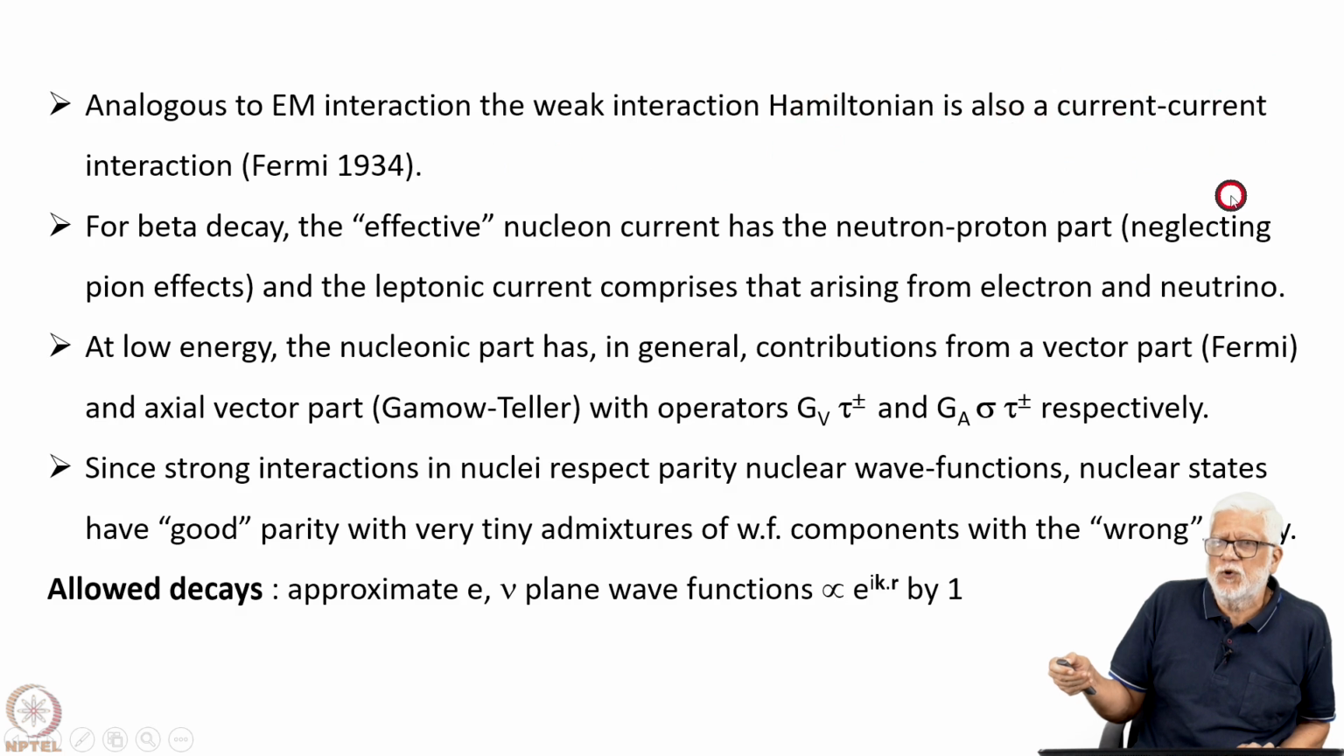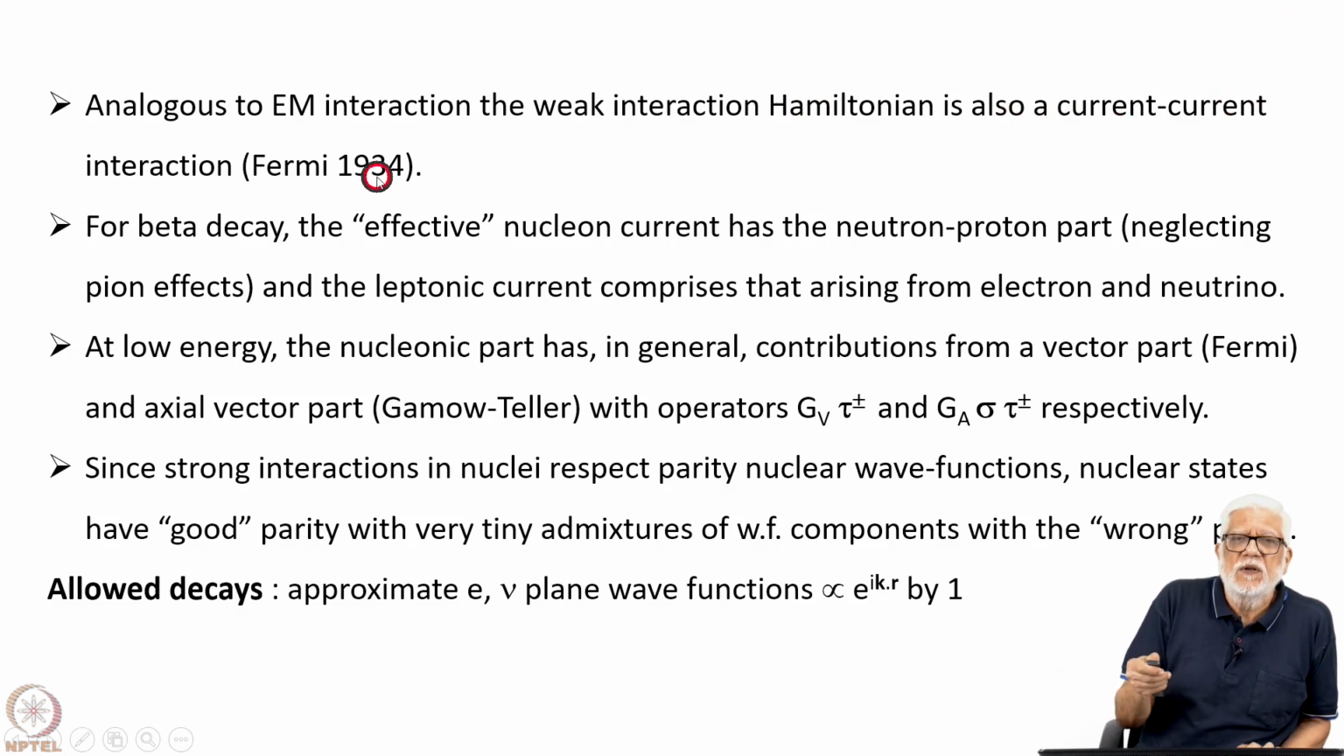So electron going to a neutrino or vice versa, and so you have two currents in this case also, and this is modeled on the electromagnetic interaction.